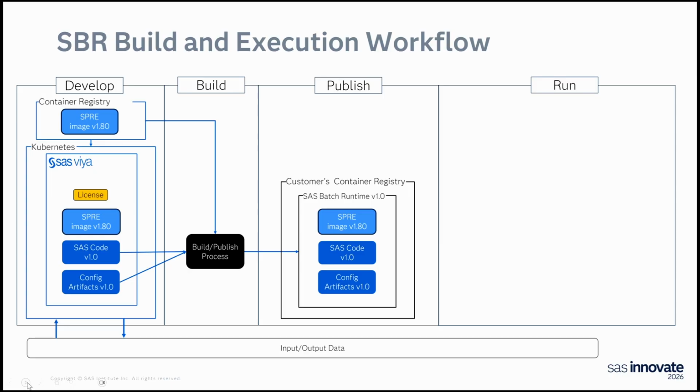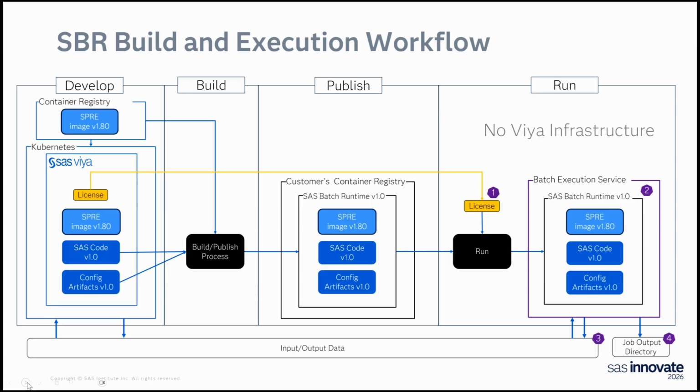Then at runtime, this is a big requirement: you have to provide a valid Viya license. And once you have that, you have to pick which SBR image you want to use for your batch job, and also make sure that you have all the correct volume mounts attached to it so it can actually execute the code properly.